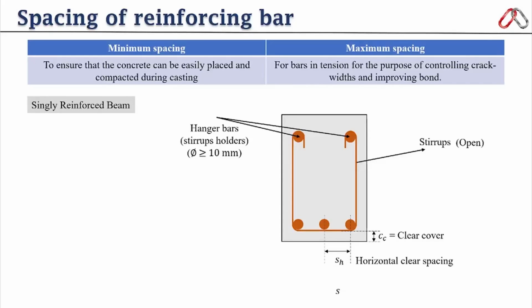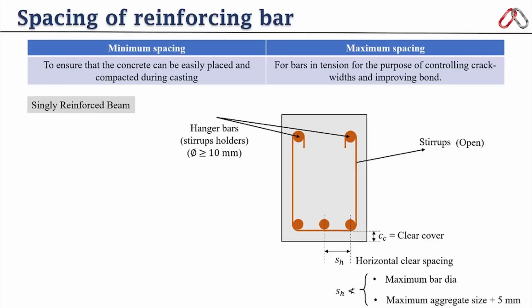The value of horizontal clear spacing should not be greater than either the maximum diameter of bar or maximum aggregate size plus 5 mm. In other words, we will use the value which is lesser of the two. You might be wondering how to determine the aggregate size. It is the size of aggregate used during the preparation of concrete.